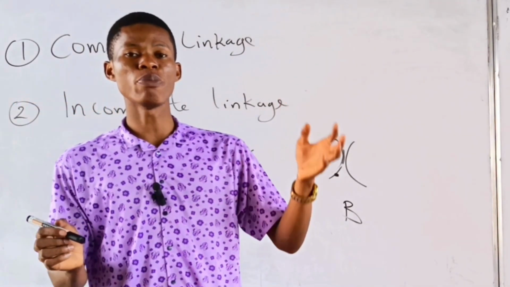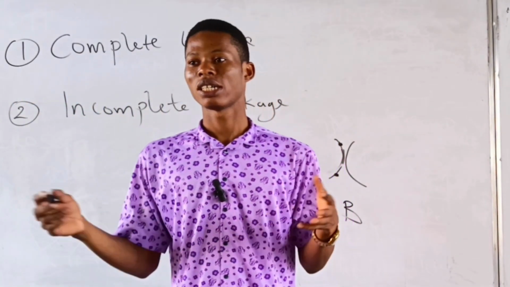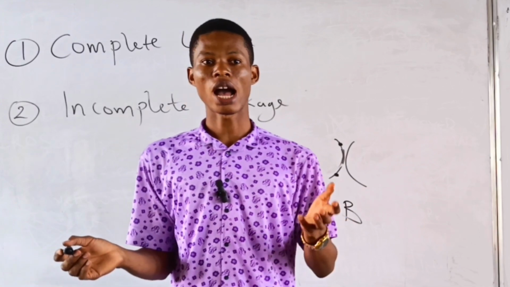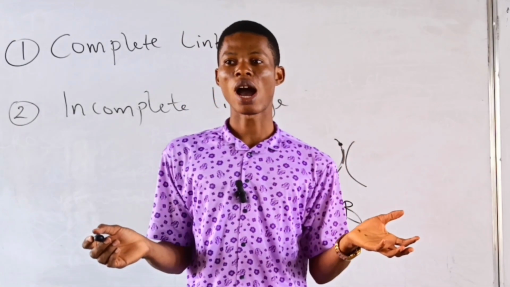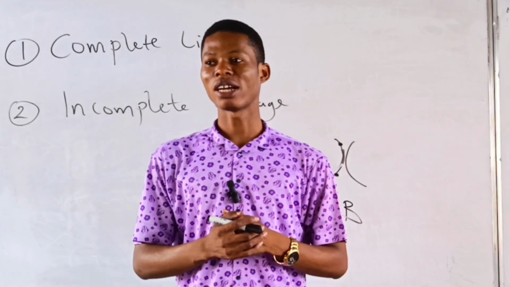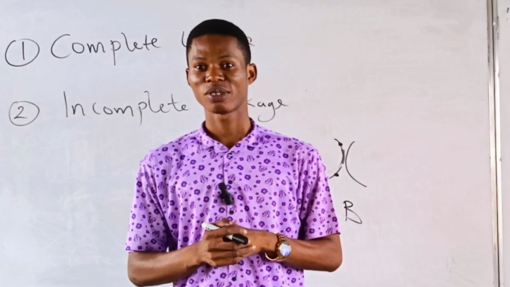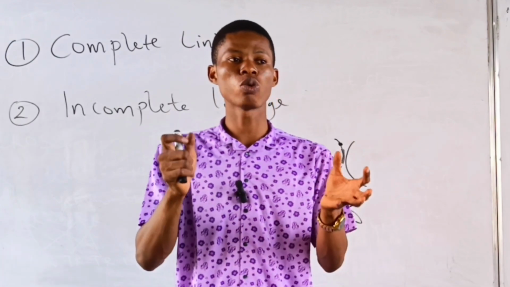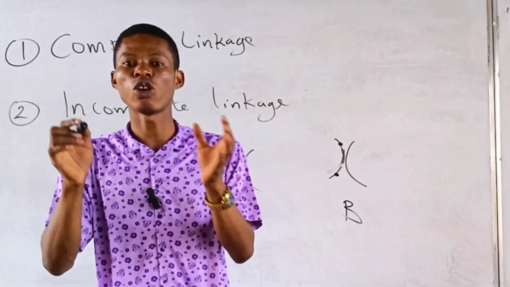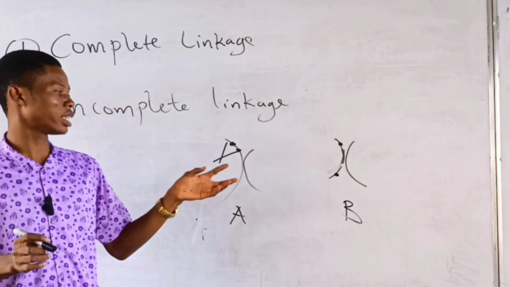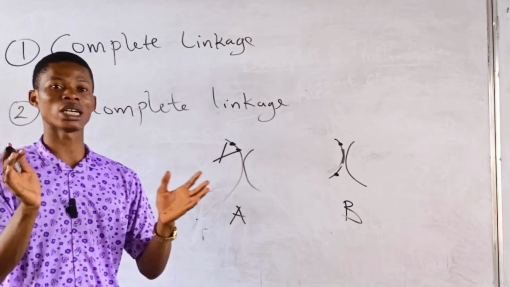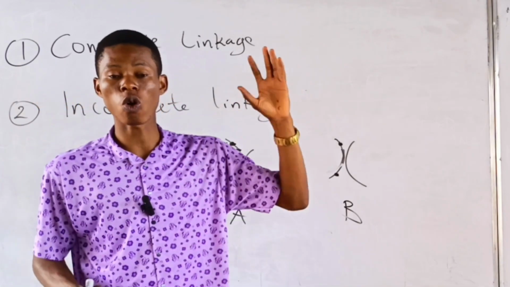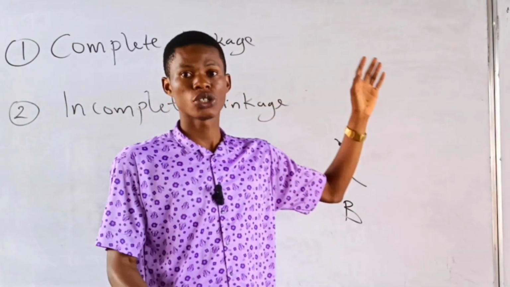Complete linkage can be seen, just like we saw in Drosophila, the fruit fly. The males always have gray color and long wings. These long wings and gray color are located close to each other on the same chromosome, and so they are always inherited together. That is the case of complete linkage.